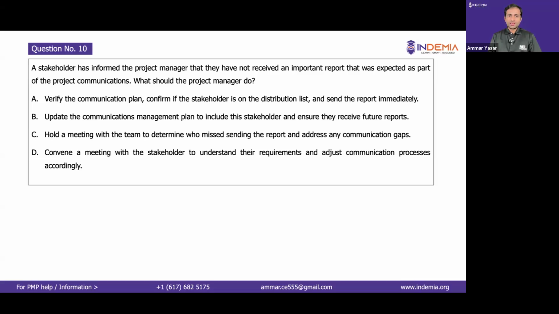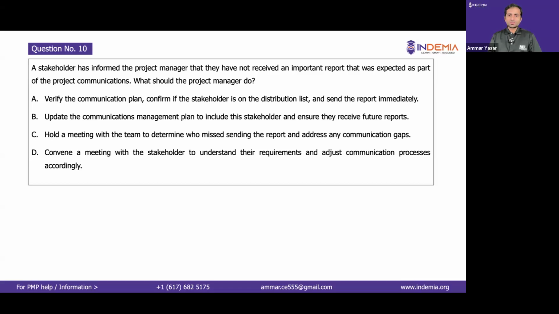Not a bad choice. If it is expected to be delivered, it means it is already determined. It is documented, right? The need is determined. So you just need to check the plan if the stakeholder is on the distribution list. If they are, then just share the report with them.